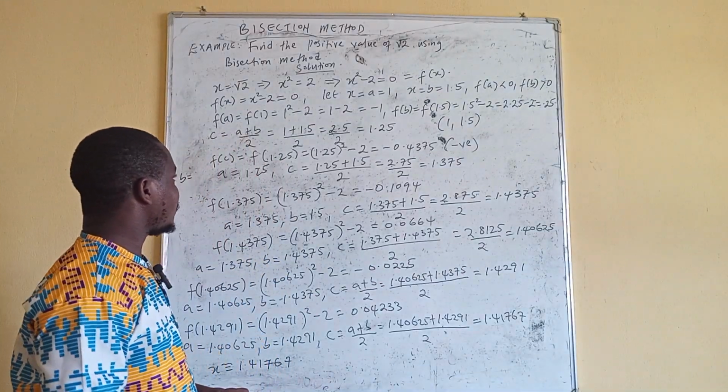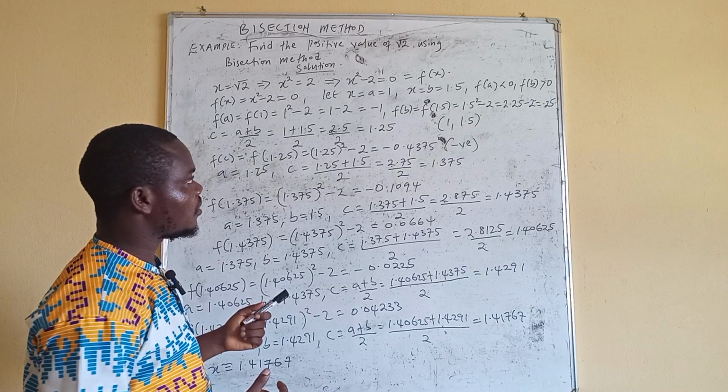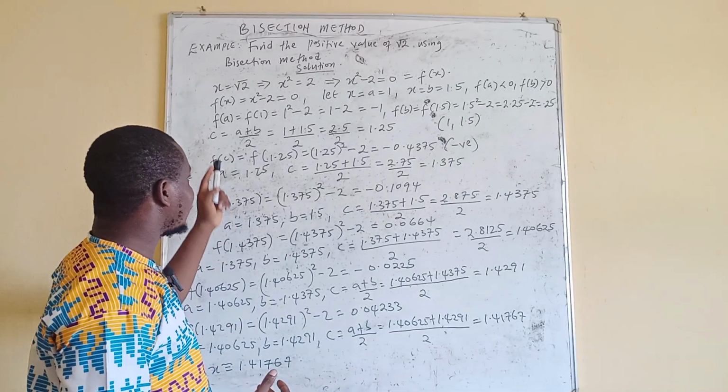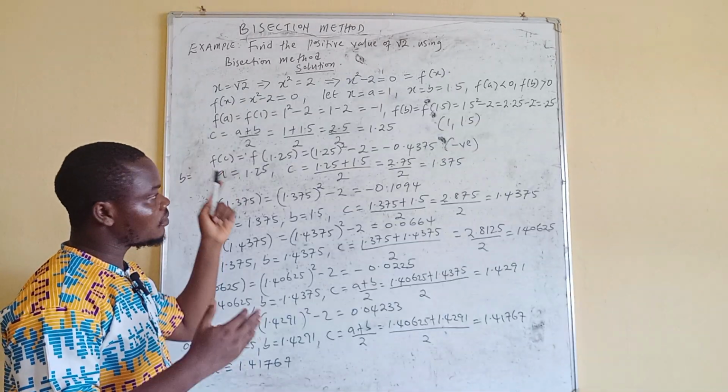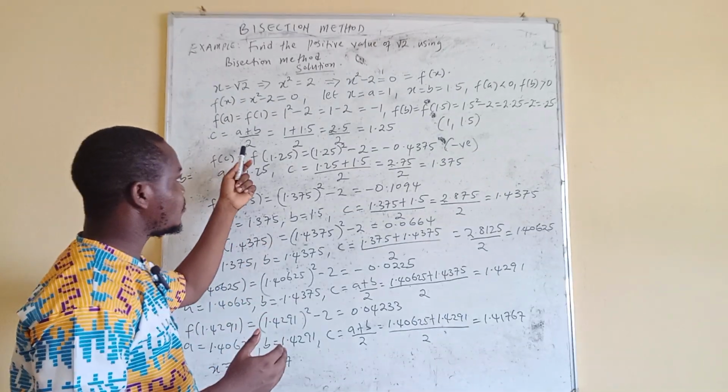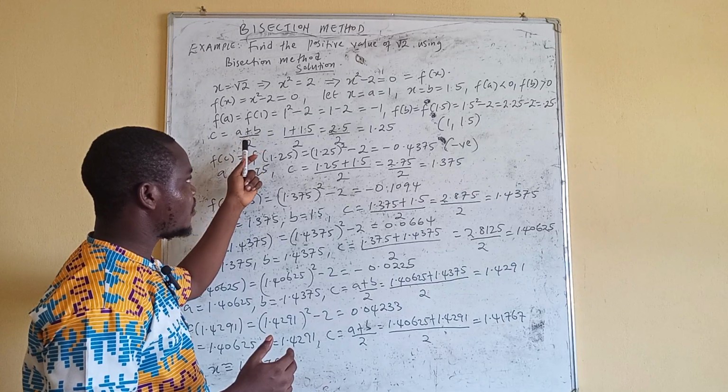So what we now need to do is to use the bisection method. To use the bisection method, we have to look for c, which is taken as the midpoint of the interval, the addition of the two endpoints divided by 2. So you have a plus b divided by 2.